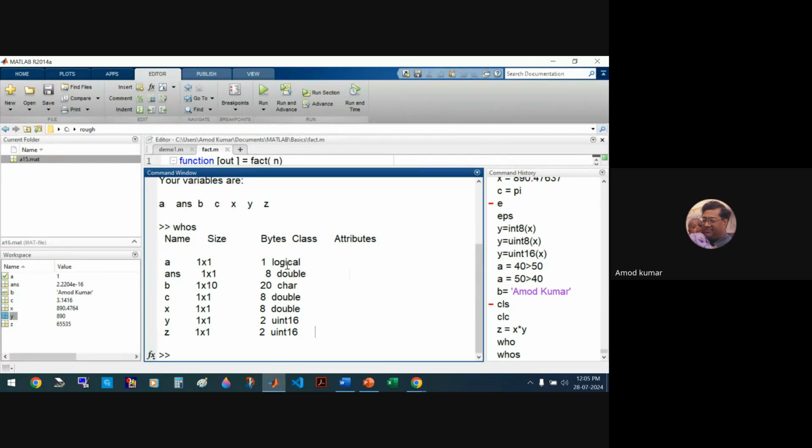The characteristics of each variable you can see with the help of this particular command, WHOS. Size, what is the type of variable, and if you are interested, how many bytes this particular variable is occupying in the memory of the computer. So this is the thing, right? So shall we proceed further? So let us go ahead.